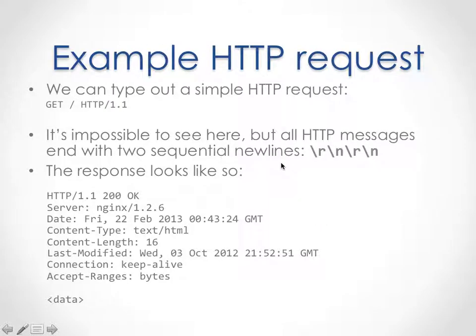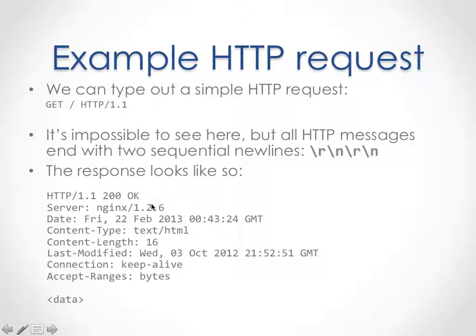So this is what an example HTTP request looks like. We can just type GET slash HTTP slash 1.1. So this says we're sending a GET request. We want the root file. And we're sending the protocol version HTTP 1.1. And as I said before, every HTTP message ends with two sequential new lines. So that's why there's one here and then one here.